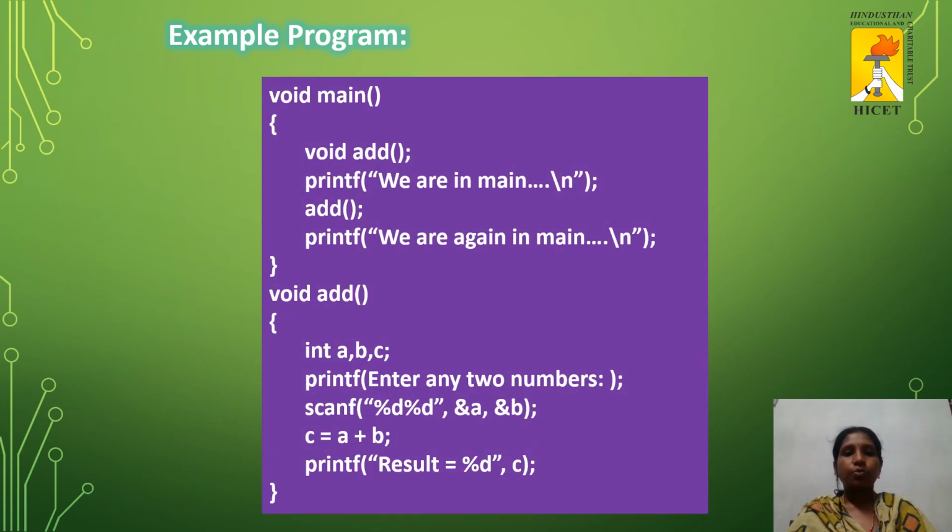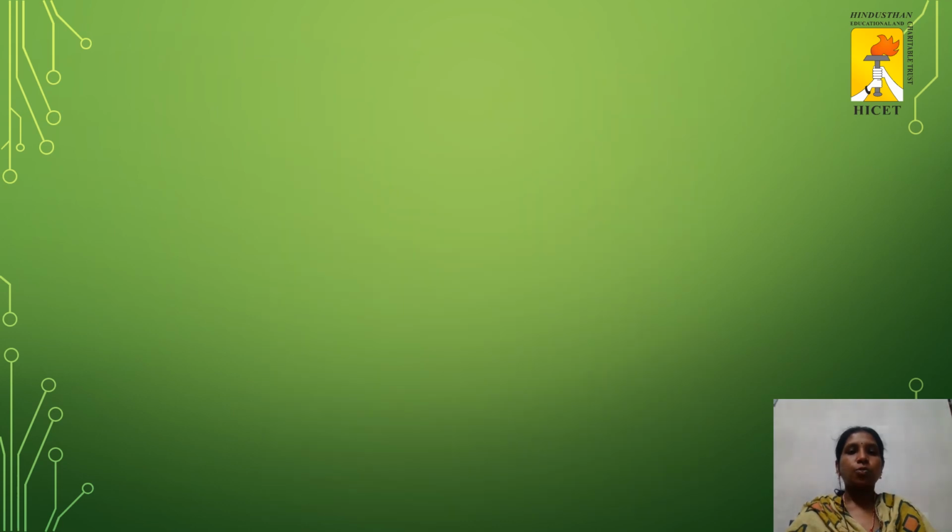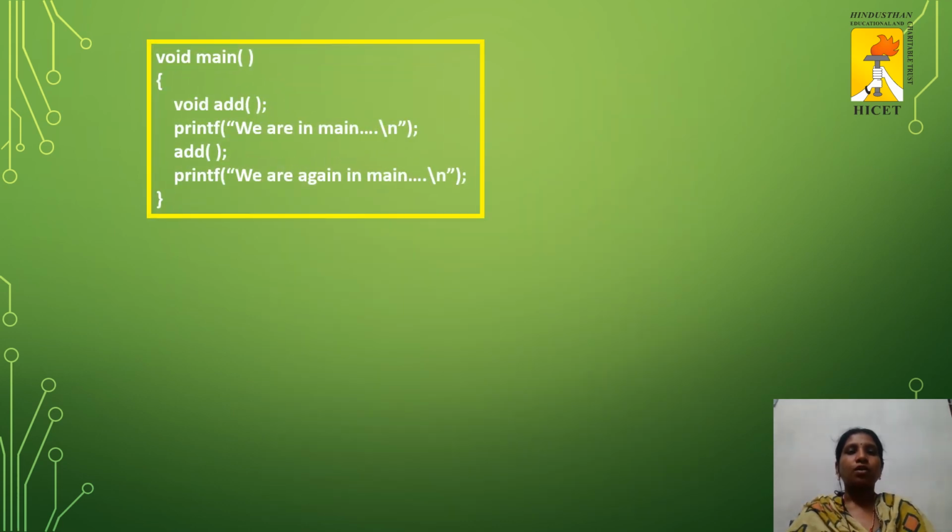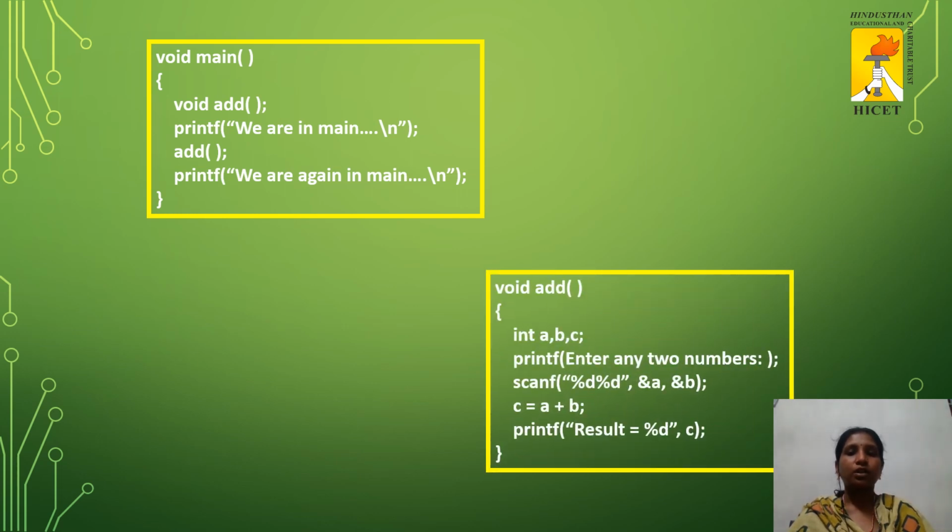So this is the entire program. We will see how this program is going to work. I have a main part and I have a user defined function part. In main part, I have declared a function called void addoff. Then I have entered printf "we are in main". Then I have called the function addoff. So this is the function call here.